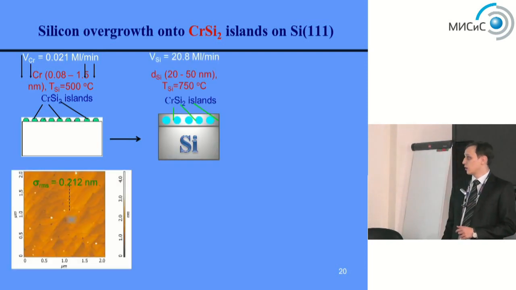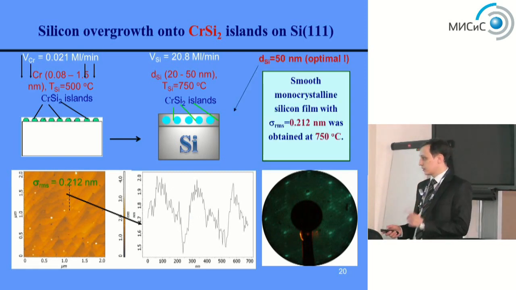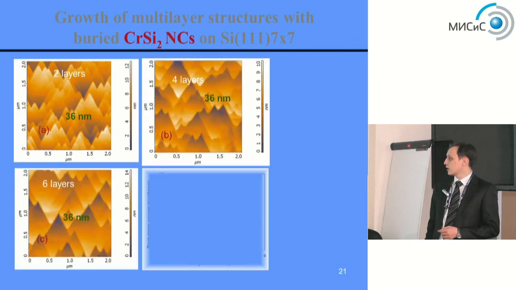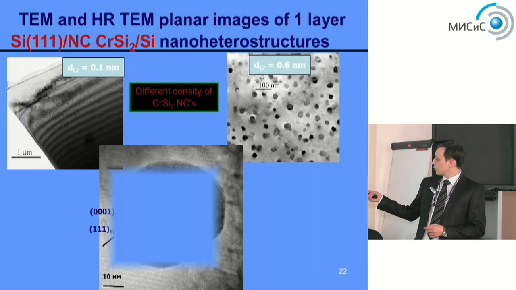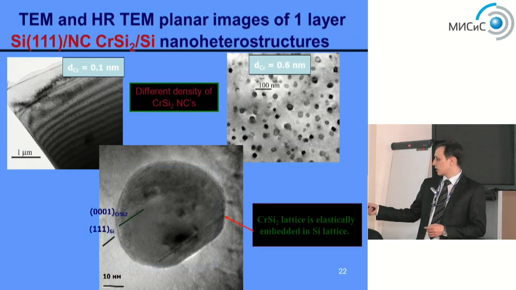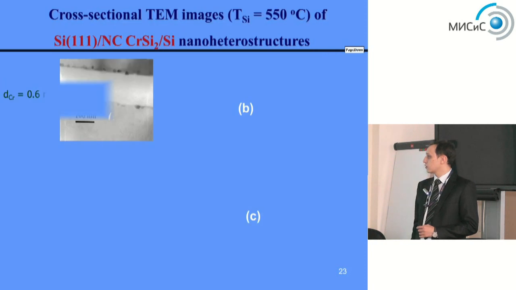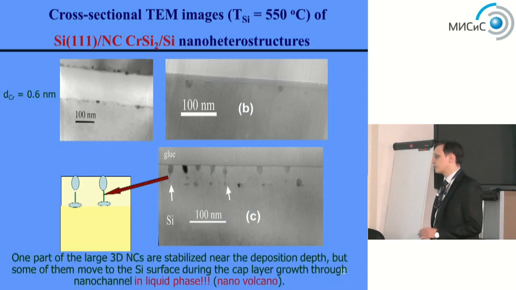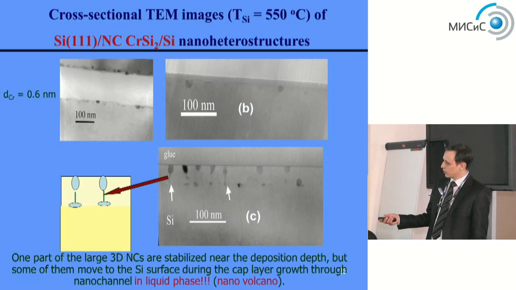About chromium disilicide, we can also embed chromium disilicide in an epitaxial silicon matrix with a very good epitaxial layer. Of course, when we increase the number of layers, the roughness also does not increase so much. And by high resolution TEM, we also obtain some elastically embedded chromium disilicide in the silicon matrix with some distribution, not so big. And in cross section TEM, we obtain some channel between the old position of chromium disilicide and new positions.